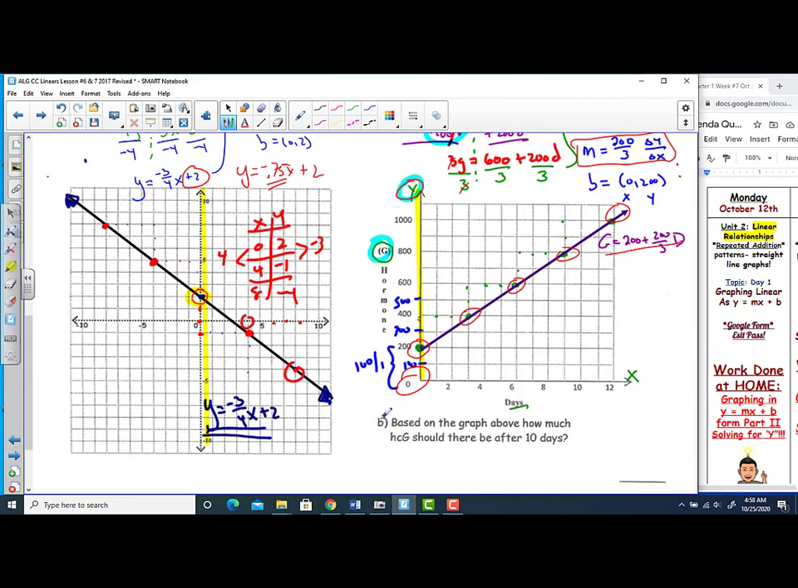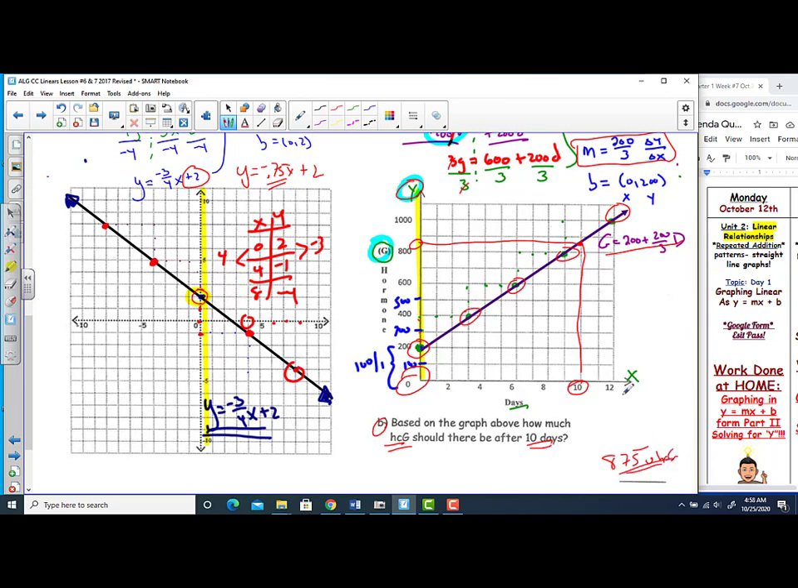For part B of the question, it says, based on the graph above, how much HCG should there be after 10 days? After 10 days, ladies and gentlemen, we would have to identify that along the x-axis. We would follow that up to our line of prediction. It appears to be just under a grid line. So as I follow that over to my y-axis, that looks to be a little less than 900. So I suspect maybe 875. That's going to be my best prediction, units of HCG.